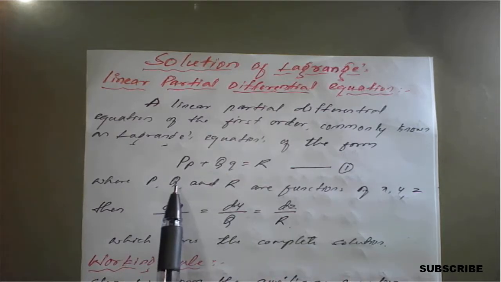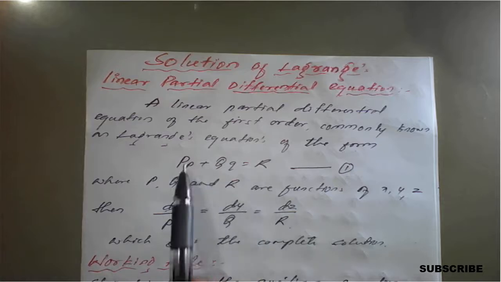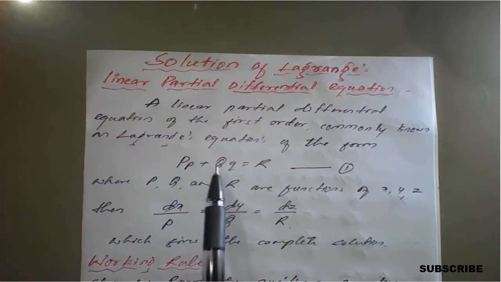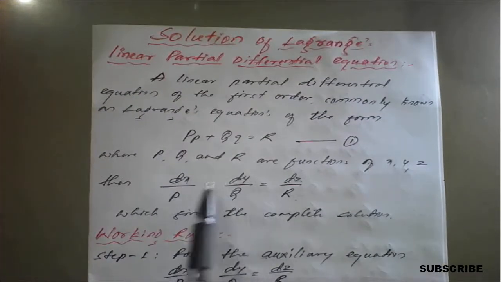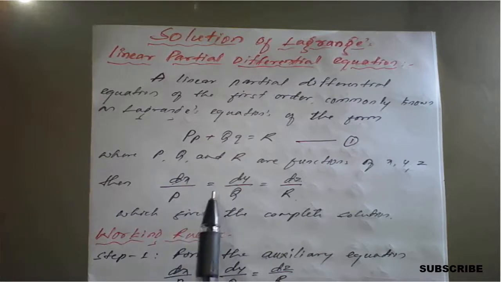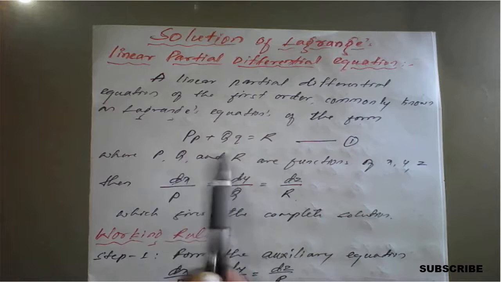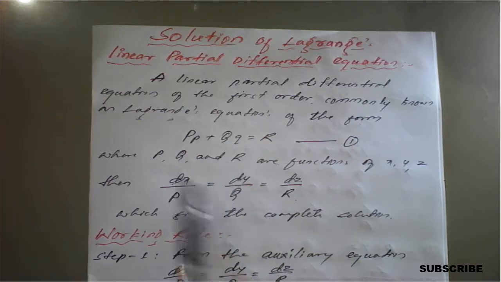So here P, capital Q, capital R, all are capitals, are functions of small x, small y and small z. Then if it is in the form of Pp plus Qq is equal to R, then we can write an auxiliary equation. We call this the auxiliary equation: dx upon capital P is equal to dy upon capital Q is equal to dz upon capital R. The equation can be converted in terms of this auxiliary equation, and from this we can find a complete solution.